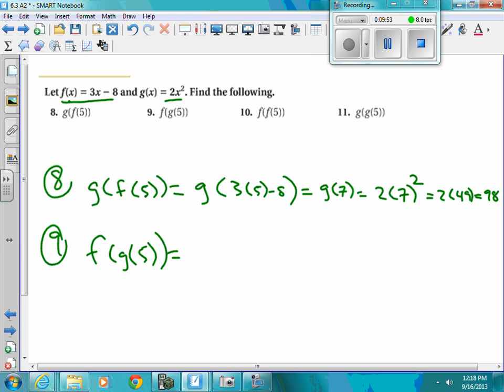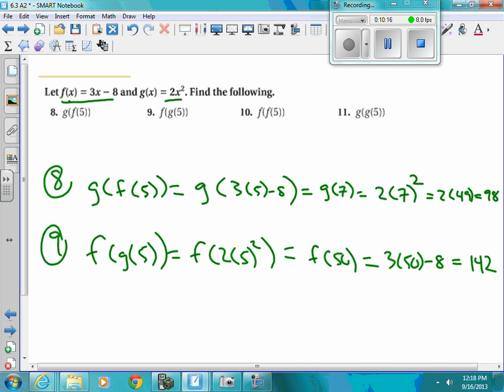Number 9, f of g of 5. Well, g is inside first now, so we're going to plug 5 into 2x squared first. So 2 times 5 squared is 25 times 2, which is 50. So we're going to plug the 50 into f. f is 3x minus 8. So 3 times 50 minus 8. 150 minus 8 is 142.